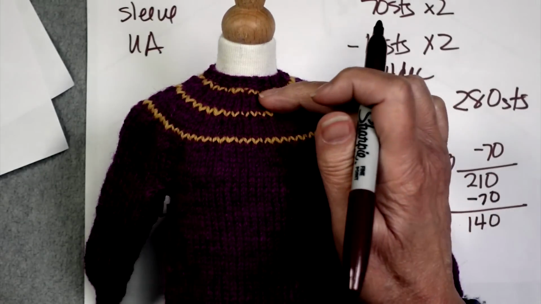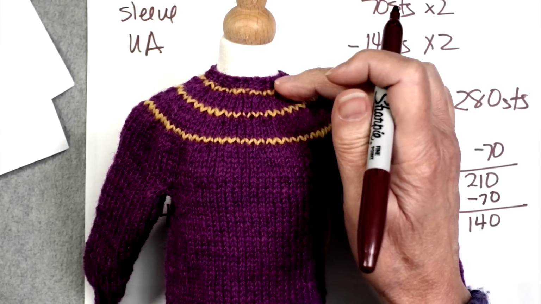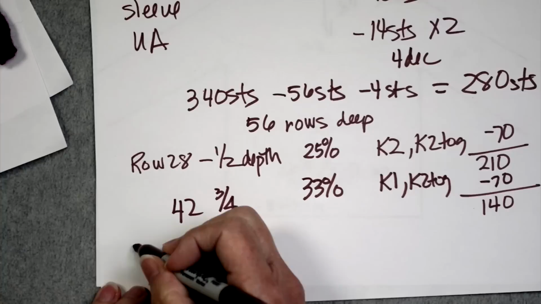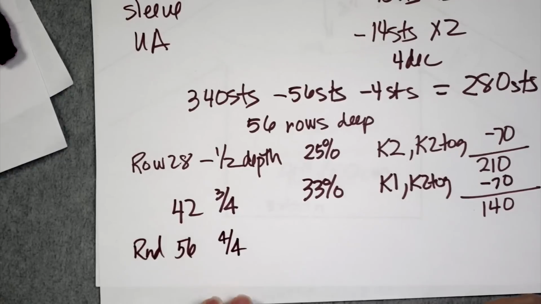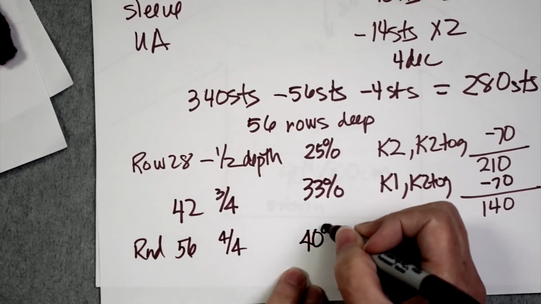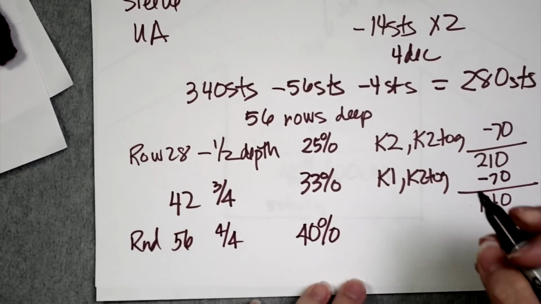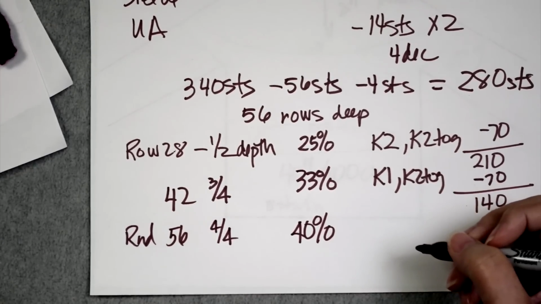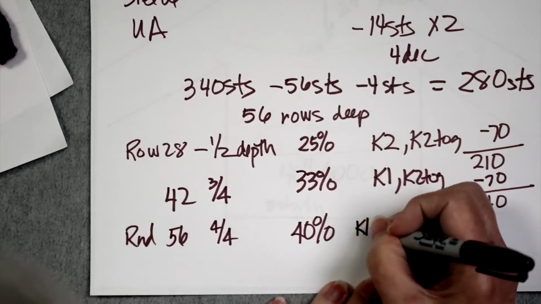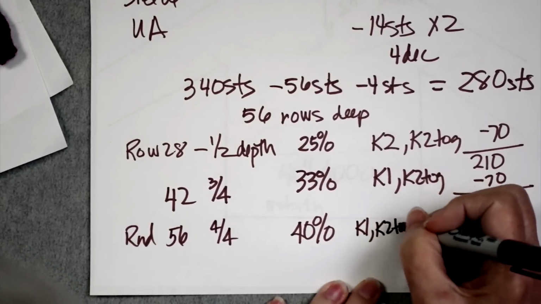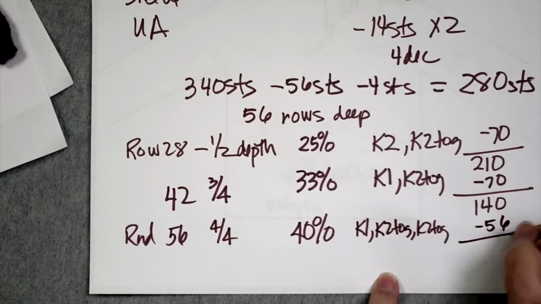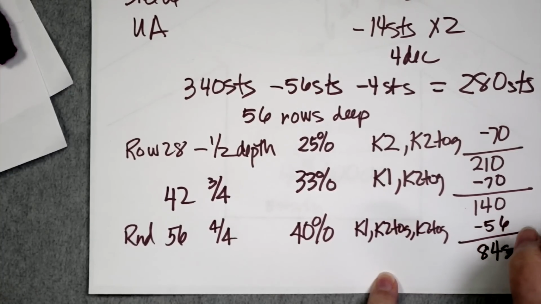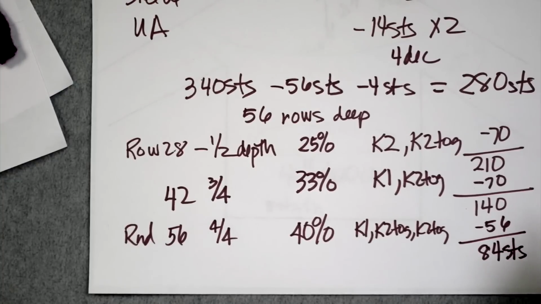The final round is going to be at the very top of the body right before we switch to working the ribbing. This is round 56. We're at the full yoke depth and we're going to eliminate 40% of the stitches. And we do that by eliminating 2 stitches out of every 5. So we're going to knit 1, knit 2 together, knit 2 together. That's going to eliminate 56 stitches, and that's going to leave us with 84 stitches for the neck.